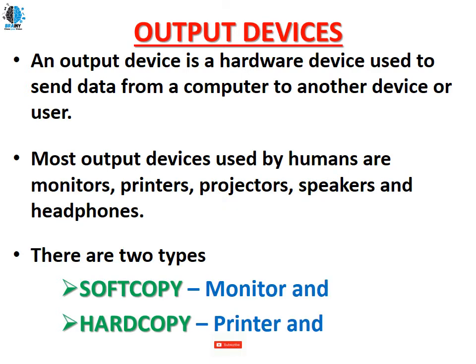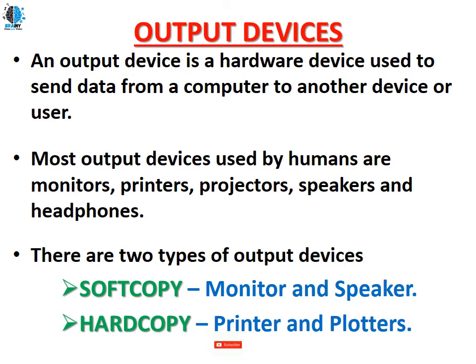There are two types of output devices. The very first is soft copy output devices. Next, hard copy output devices. Soft copy output devices are those we cannot touch and feel, such as the output coming from a monitor and a speaker. Whereas hard copy output devices we can touch and feel. The output that comes from a printer and a plotter, we can touch and feel. A printer gives the output in the form of paper, a plotter on a flex or on cloth. So we can touch and feel the hard copy output, but soft copy output we cannot touch.